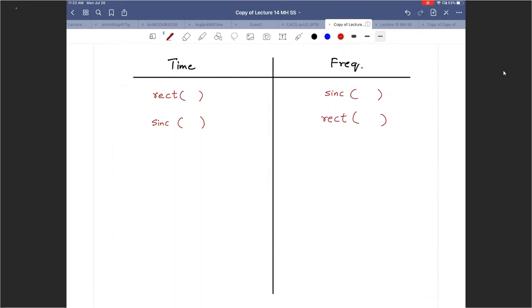Now let's play a game. What if you had a sinc squared in the time domain? Let's actually do this. Let's do sinc squared in the frequency domain. What if you had a sinc squared in the frequency domain? Yes, wonderful. Triangle is right.